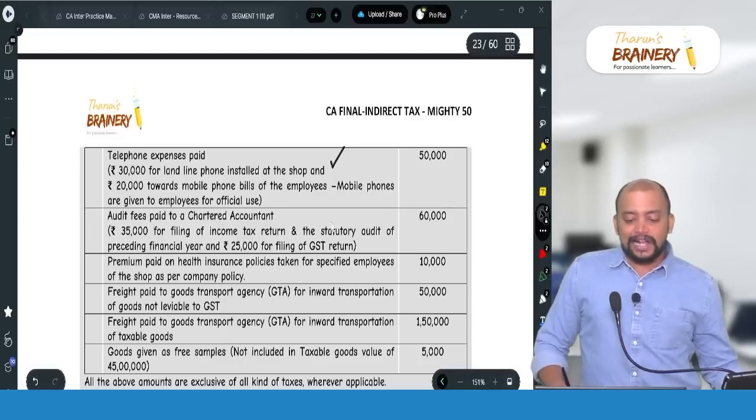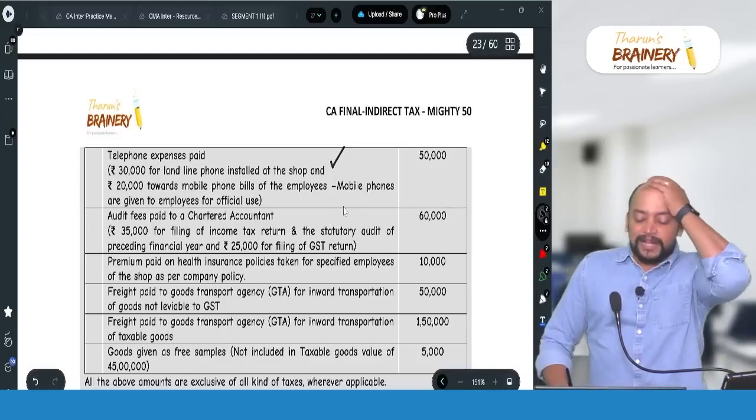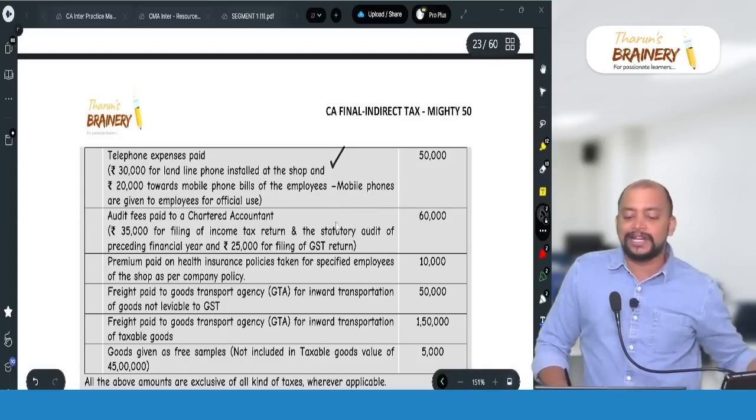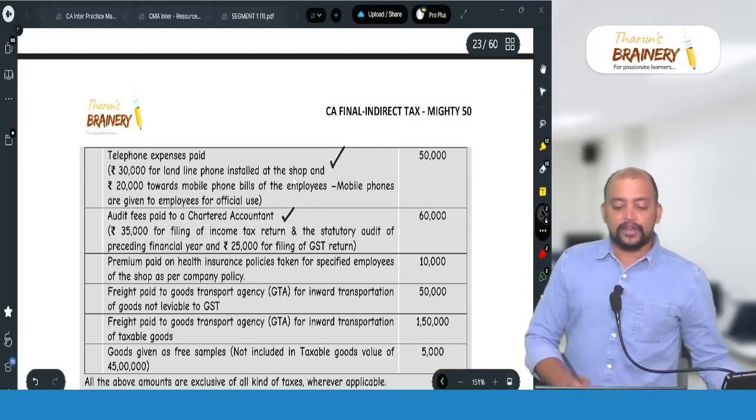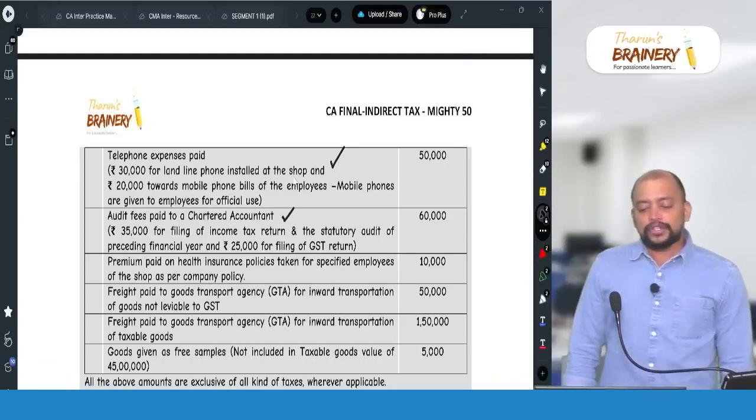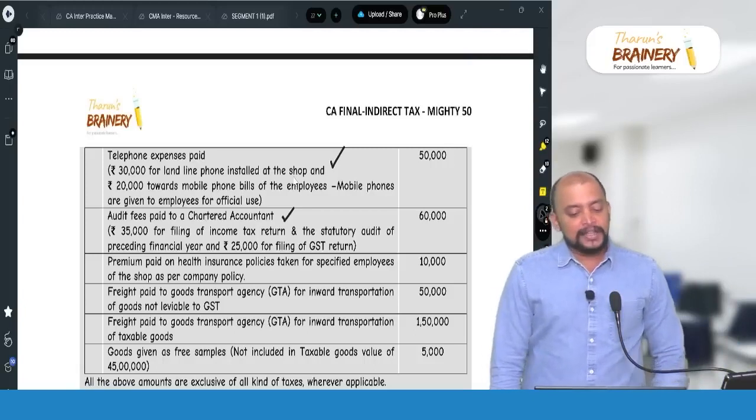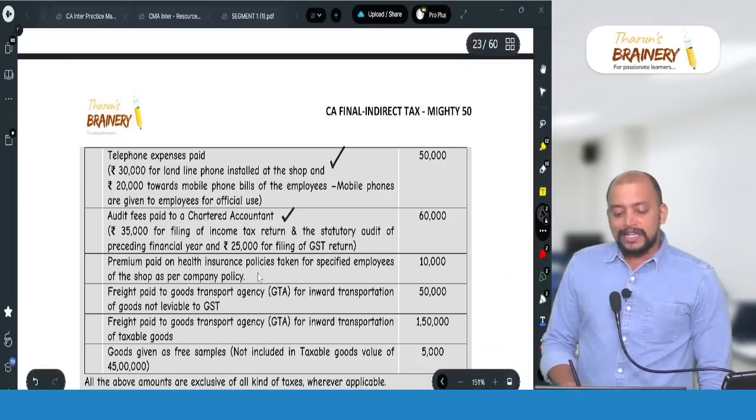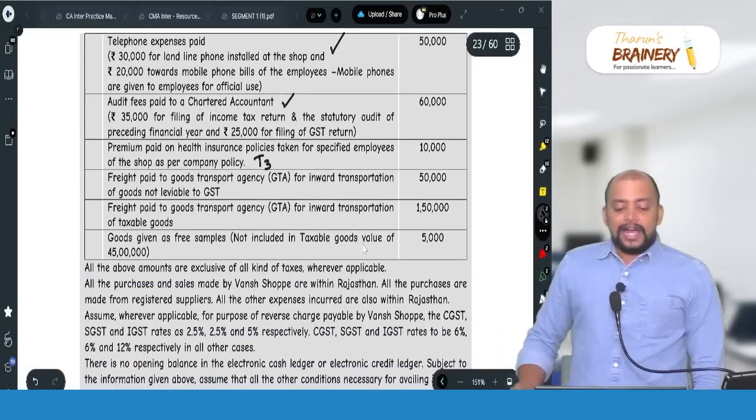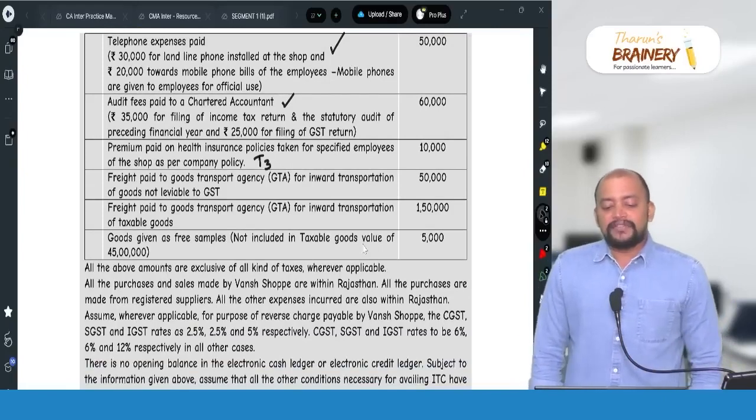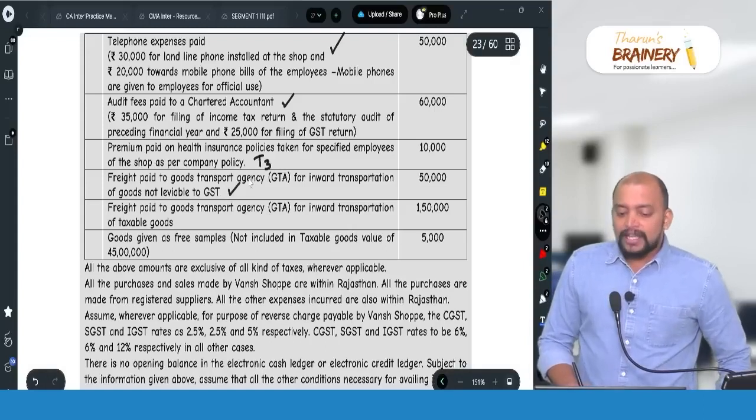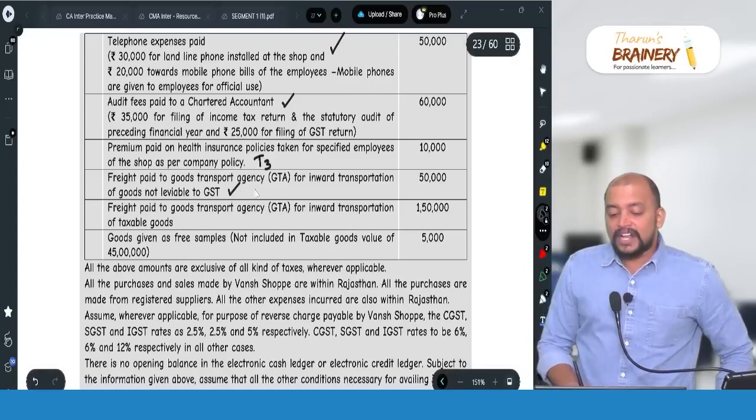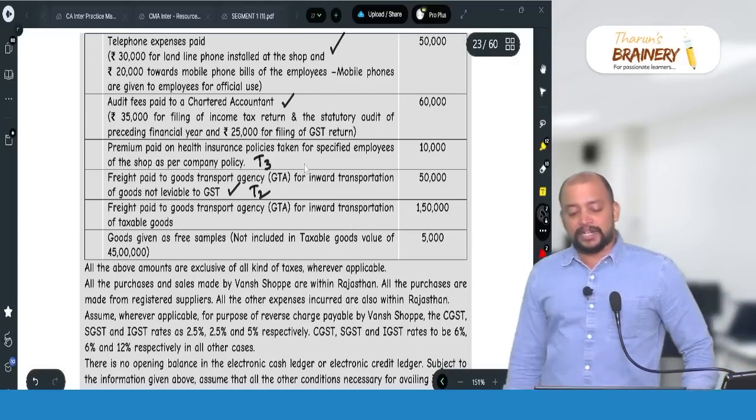Audit fees paid to a chartered accountant: 35,000 for filing income tax return and statutory audit of the preceding financial year, and 25,000 for filing GST return. ITC we can take, but it will come under common. Premium paid on health insurance policies taken for specified employees of the shop as per company's policy. So it's a blocked credit. It will come in T3. And freight paid to GTA for inward transportation of goods not leviable to GST. We pay GST on freight, but it will come in T2, used for exempted.